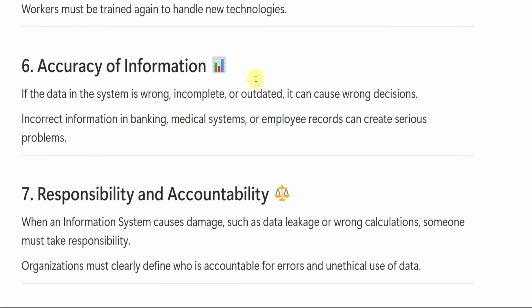We have accuracy of information, ma. If wrong information is entered into the system, it creates problems. Okay, like a mistake in a hospital system showing wrong blood group, or wrong marks updated in a student record. So incorrect data can cause serious issues.